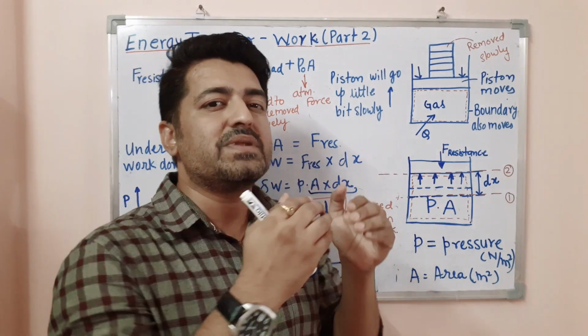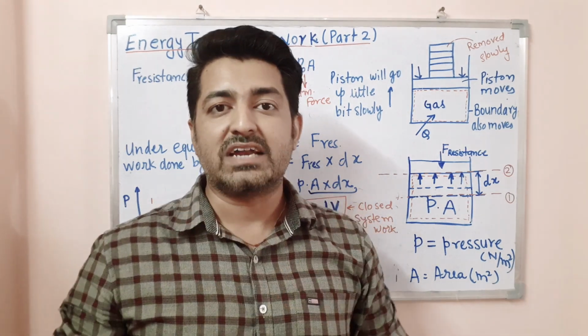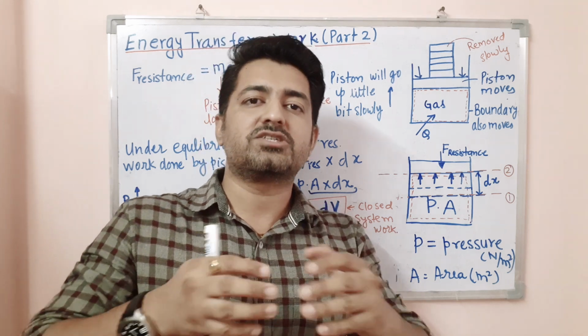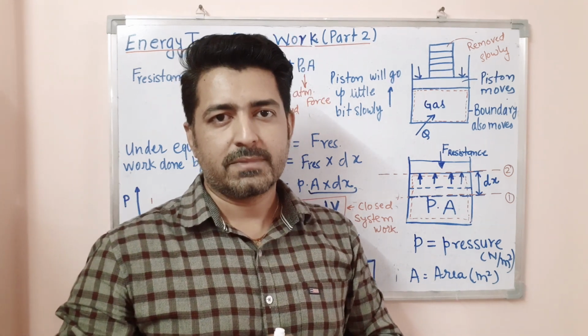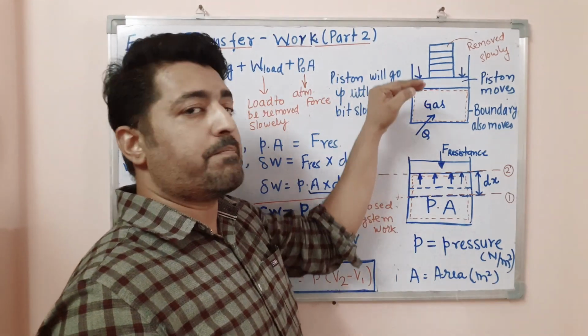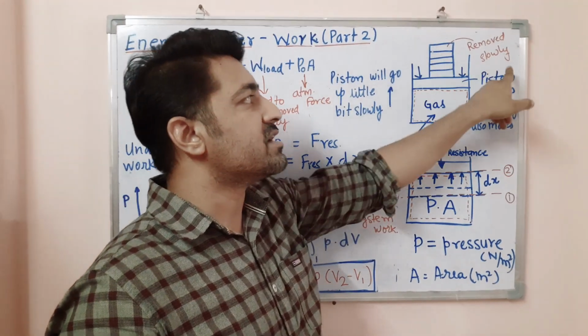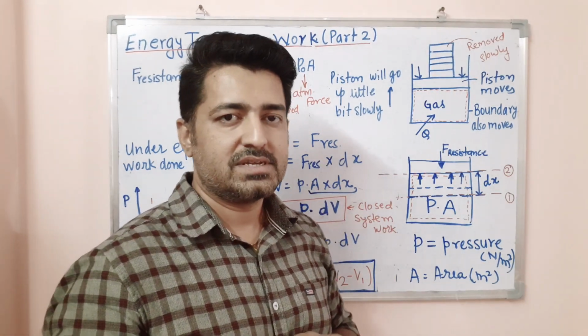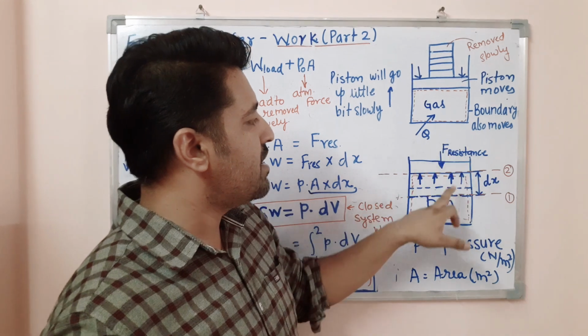This process takes place in a very slow manner. That is, you can say it is a quasi-static process. Almost very slow. And this process is very slow. That means in every step, when we are removing the weight, we are achieving an equilibrium condition. And finally we reach point number 2.